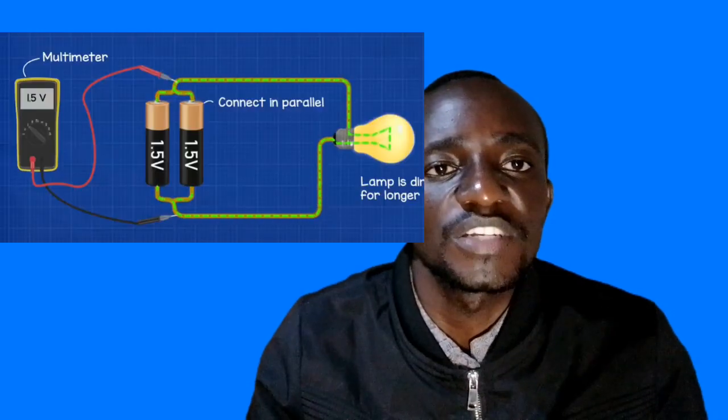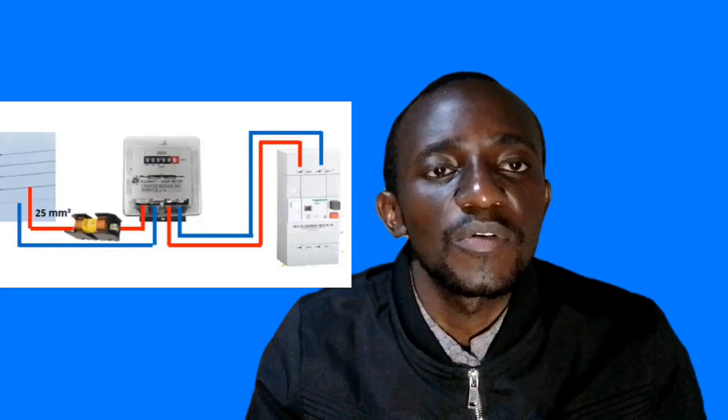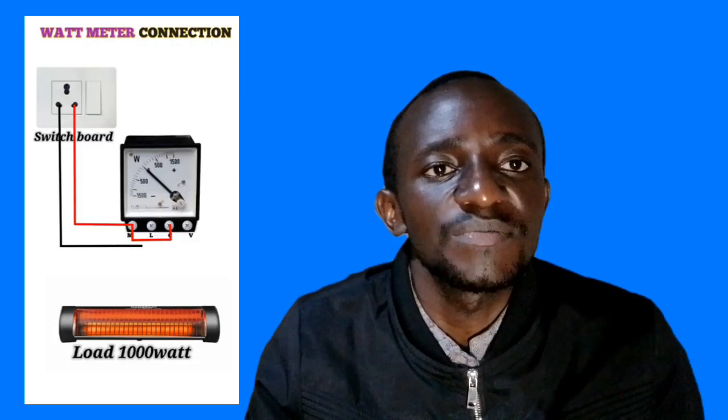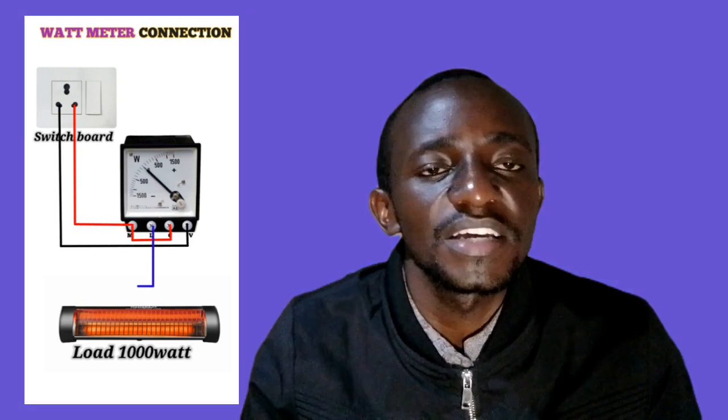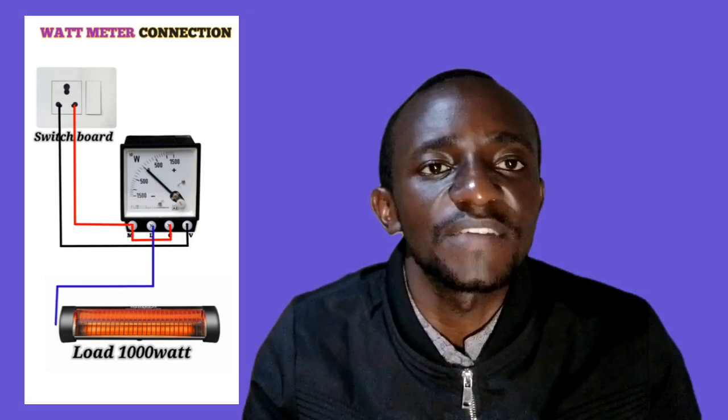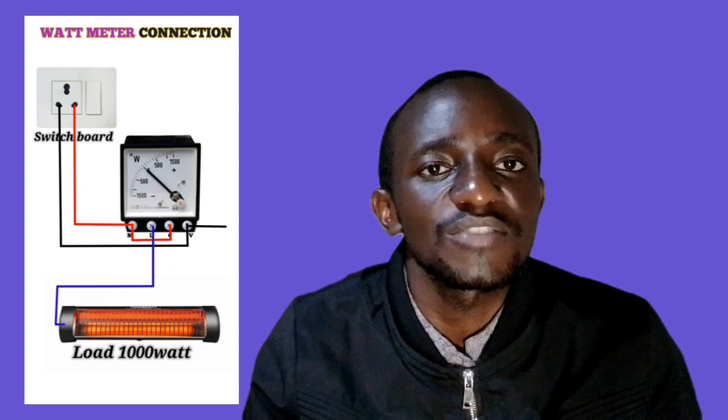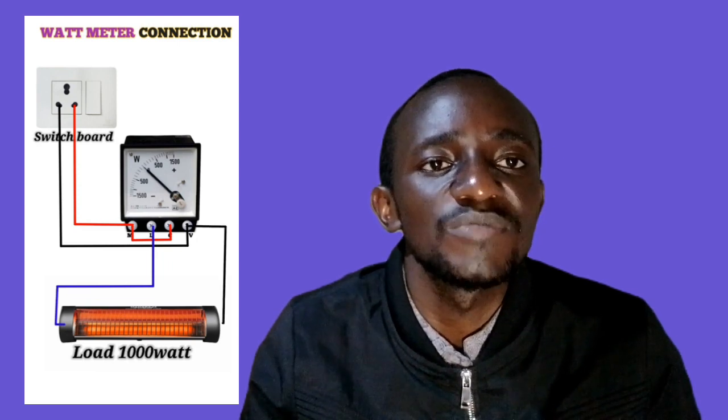So in electricity, current is measured by an ammeter, voltage is measured by a voltmeter, energy is measured by an energy meter, and power is measured by a wattmeter. Those are the measuring instruments that we use to quantify electricity.